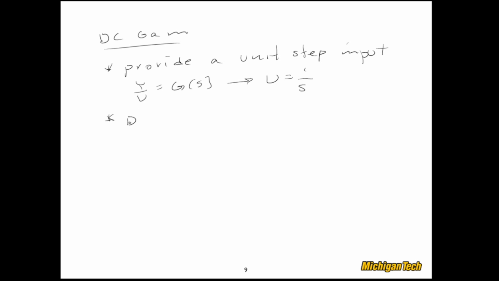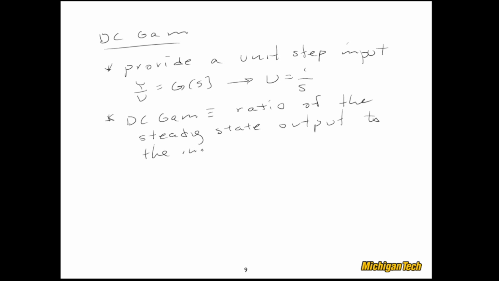And then the DC gain is the ratio of the steady state output to the input. Of course, the input is just 1, right, because it's a unit step, so that's kind of boring. So really all we have to do is get the steady state output. Well now, of course we're going to use the final value theorem for that. And of course this only applies when the system has a steady state when you hit it with a step.